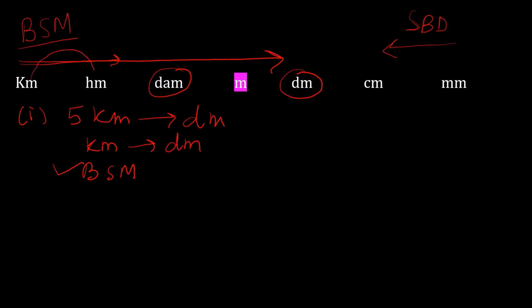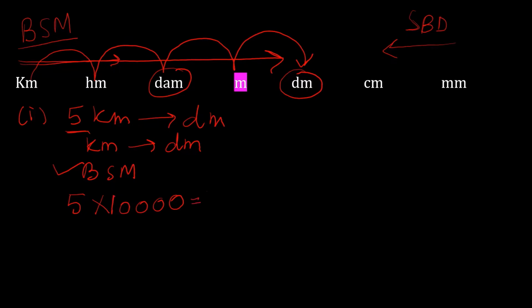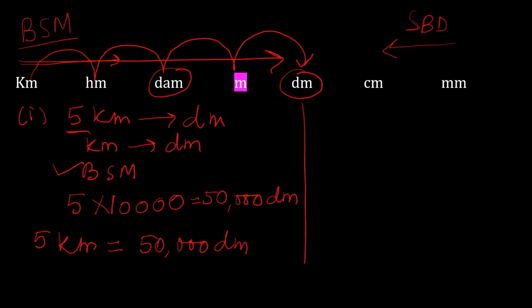That means you have to multiply. Now by which number you have to multiply? So you just take a jump from kilometer to hectometer, hectometer to decameter, meter, decimeter. So how many times you are jumping? 1, 2, 3, 4 times. So you will multiply 5 kilometer by 4 zeros followed by 1. That means you are multiplying by 10,000 because we are jumping 4 times. So if you multiply 5 kilometer by 10,000, you will get 50,000 decimeter. So we have converted 5 kilometer into decimeter and the answer is 50,000 decimeter.